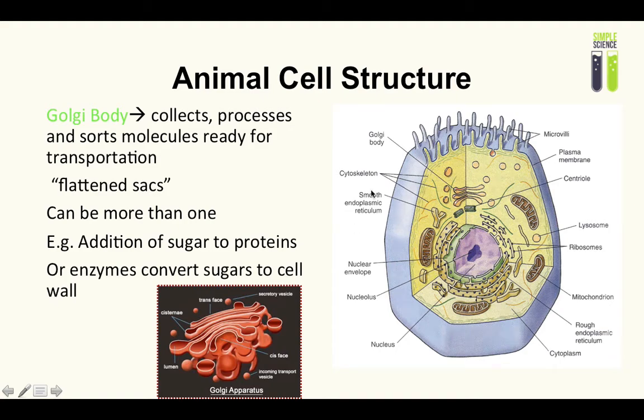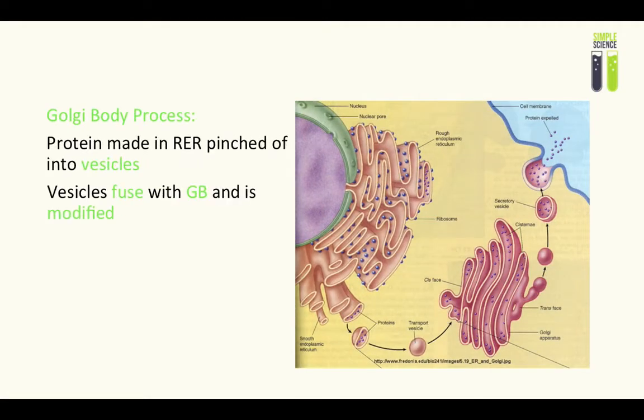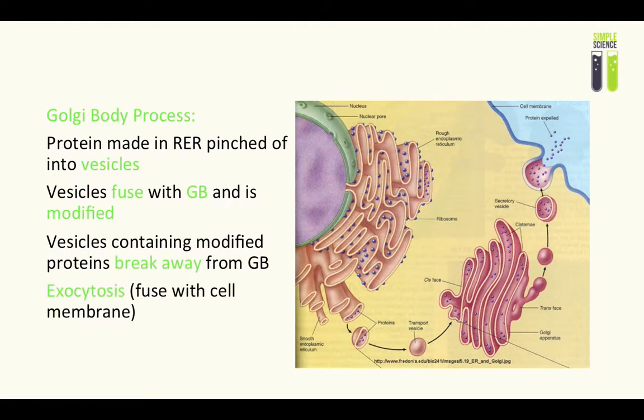So let's go ahead and take an actual look at the process, which has 4 steps, written down here. Basically, in the first step, the proteins are made by the ribosomes in the rough endoplasmic reticulum and then are pinched off into vesicles. So it's made in the rough endoplasmic reticulum and then it's made into vesicles. So here it is, a transport vesicle.